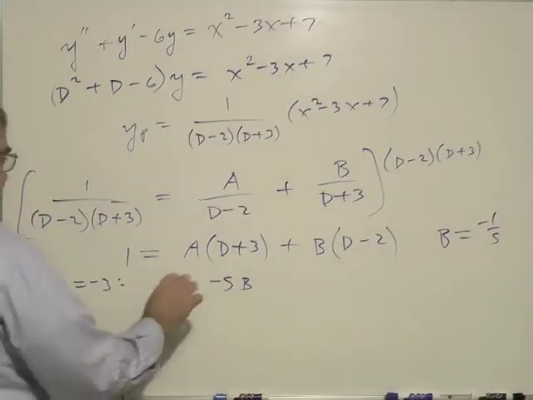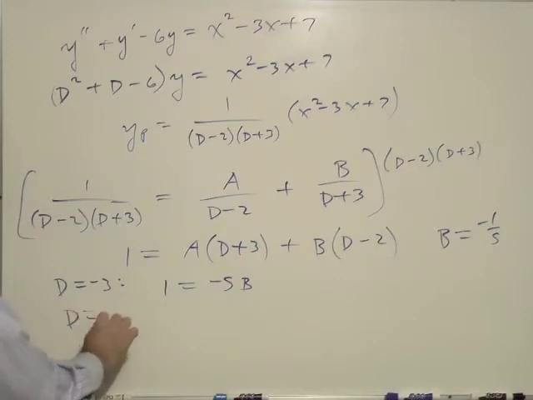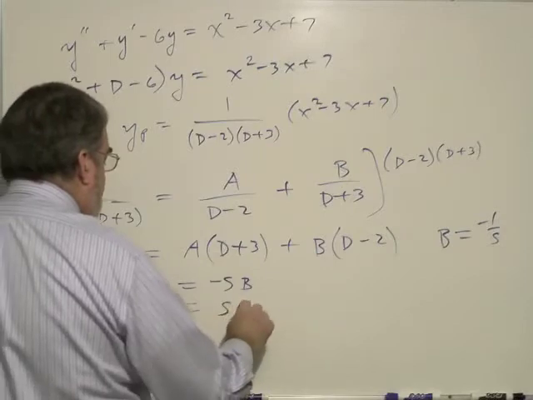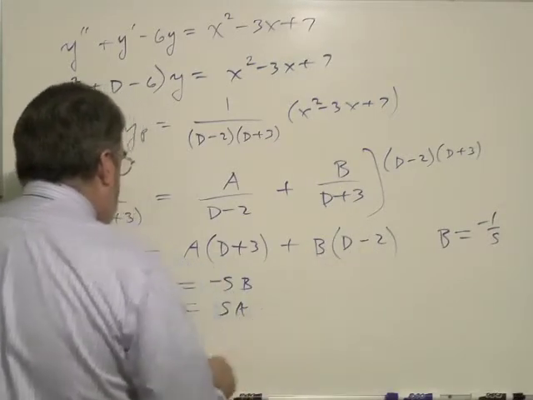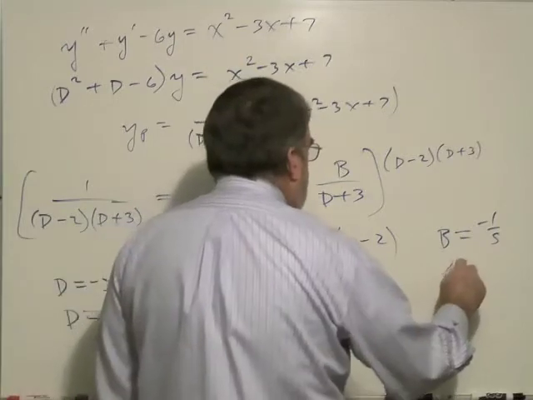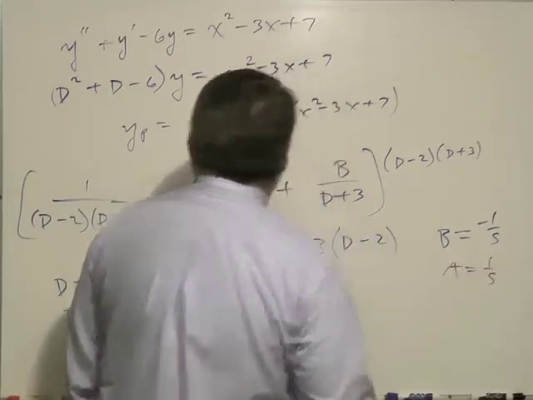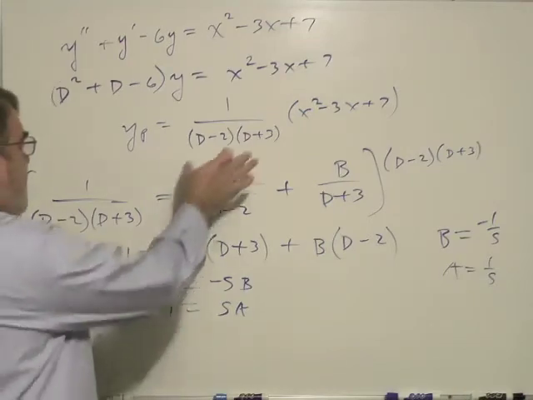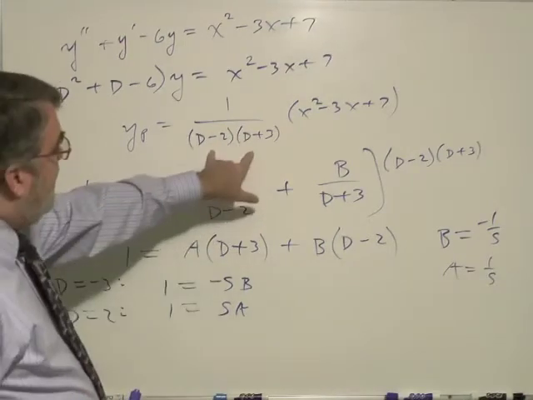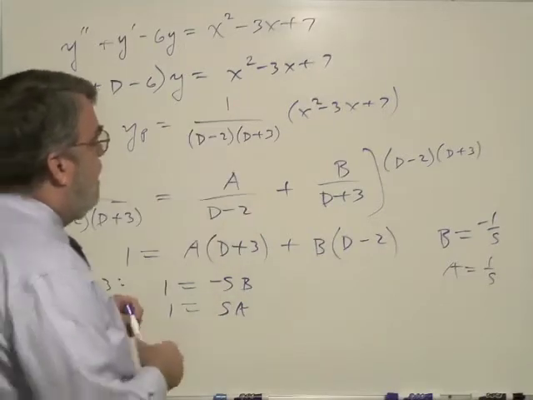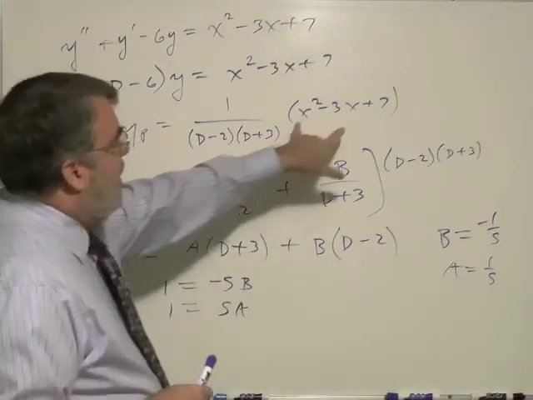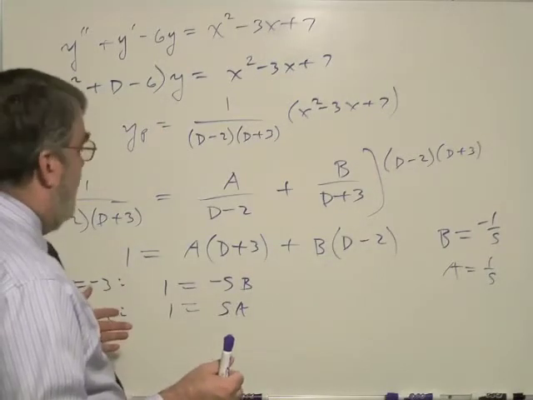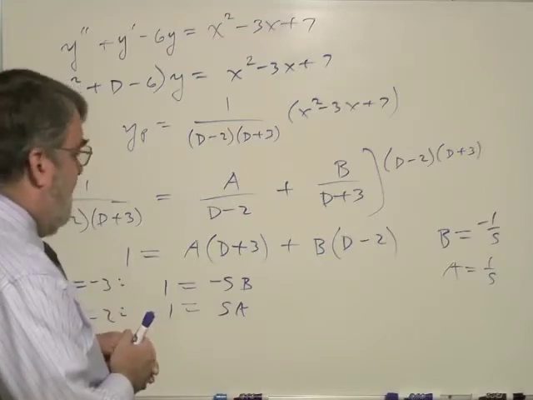And likewise, if we let D be the other root, 2, then 1 will equal 5 times A, and then this is 0. So A is 1/5. There we go. So the deal is now we can rewrite this inverse operator as a sum of two fractions operating on the polynomial in x. And so I'm going to do that. I'm going to do some erasing and write this out somewhat more neatly.